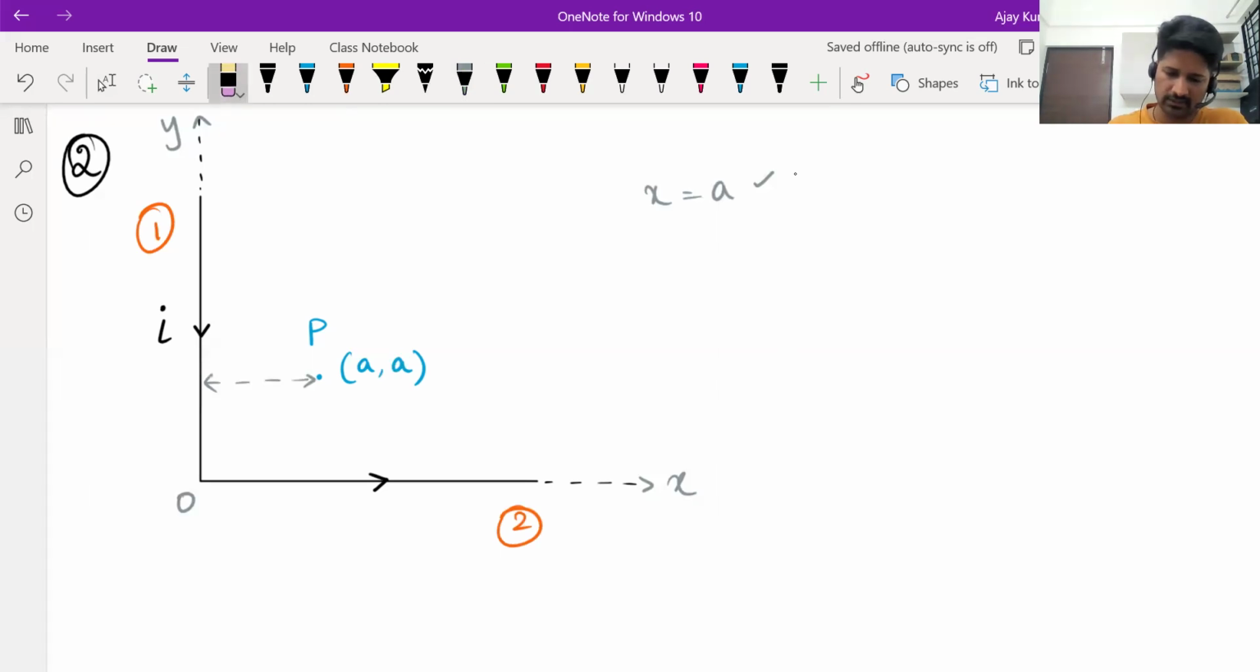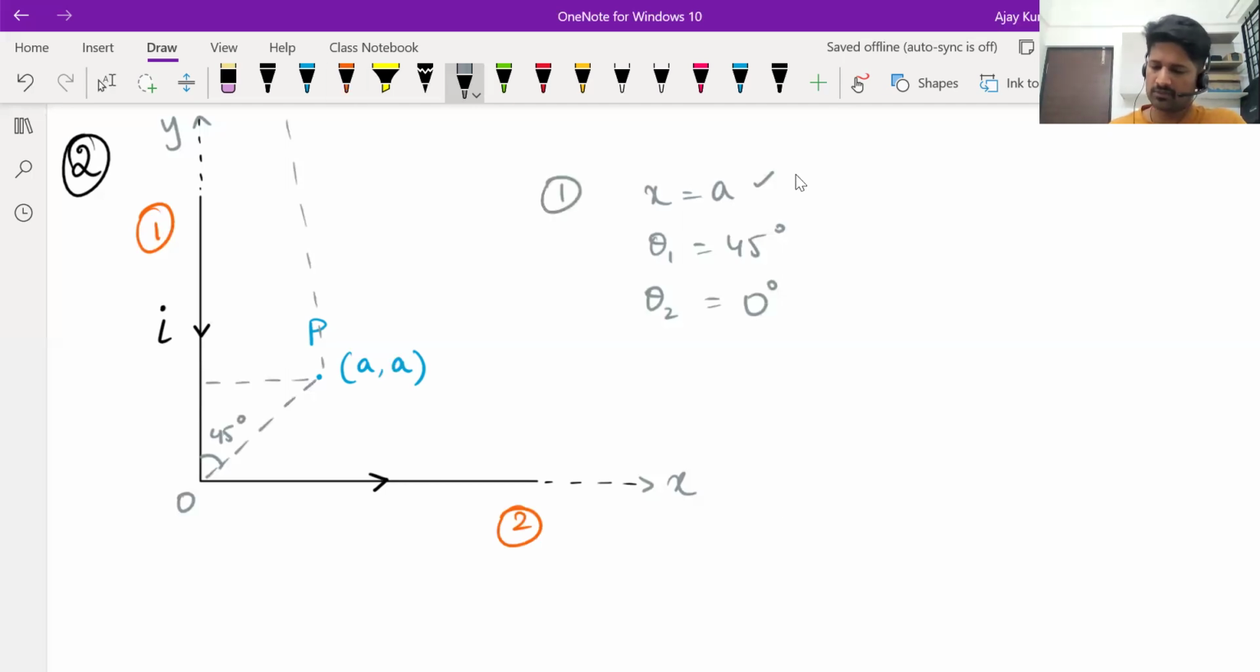Good. When you connect that point to the lower end of the wire, the angle subtended here would be 45 degrees because its coordinates are a comma a. It will be on that line y equal to x. The other end is at infinity, so that line will almost be parallel to the wire. They'll meet at infinity. The angle will be 0. So one angle is 45 degrees, the other angle is 0. It doesn't matter which angle you take first, because cos theta 1 plus cos theta 2 is the same as cos theta 2 plus cos theta 1. So for one wire, these are the values.